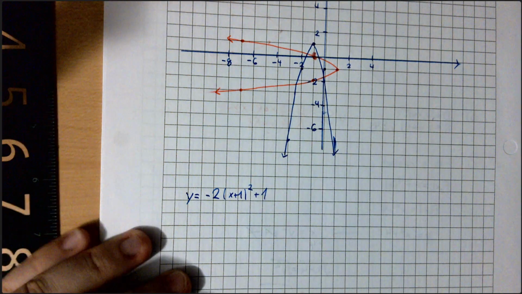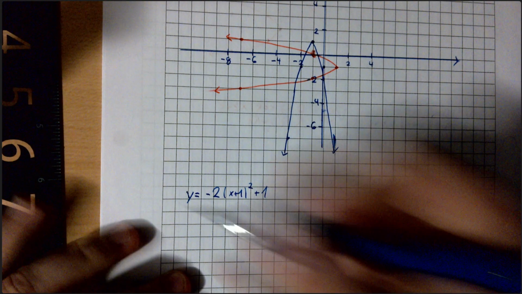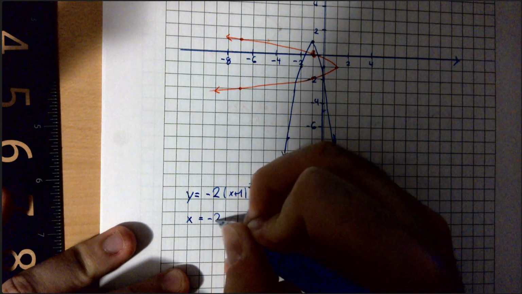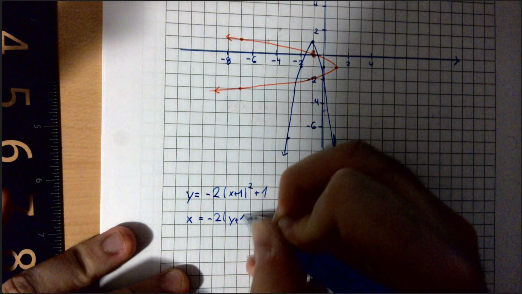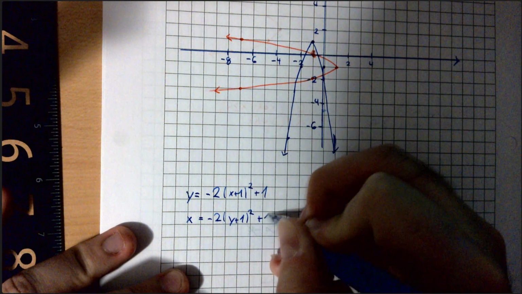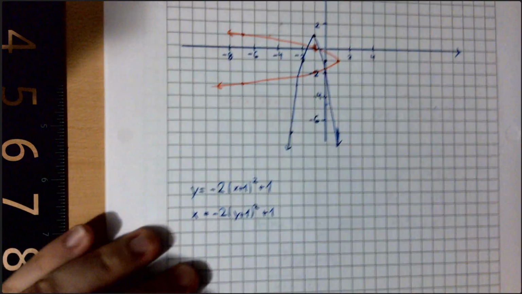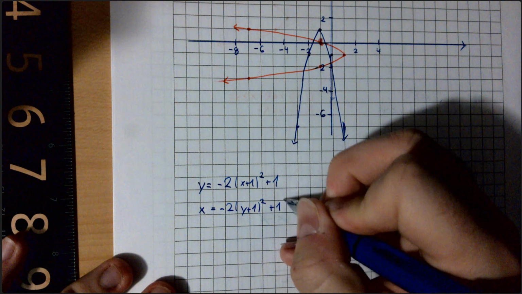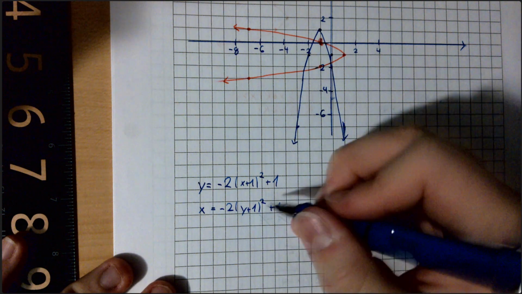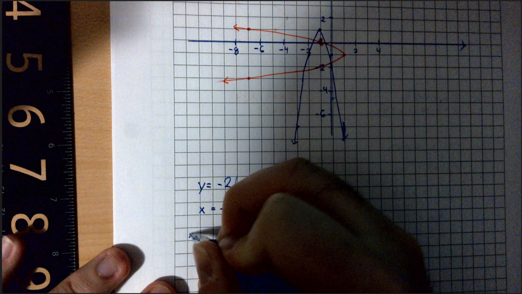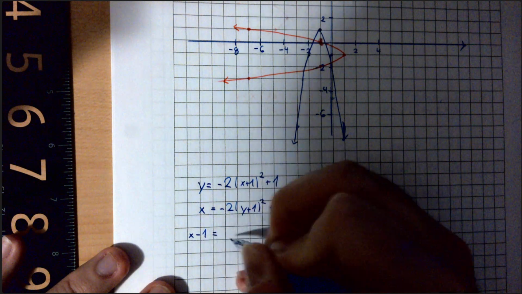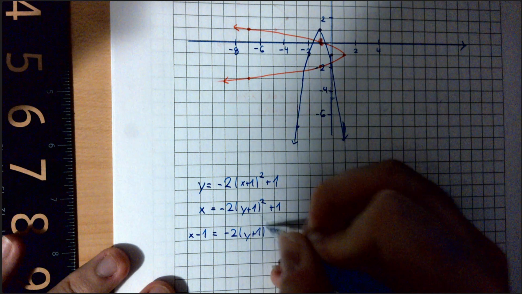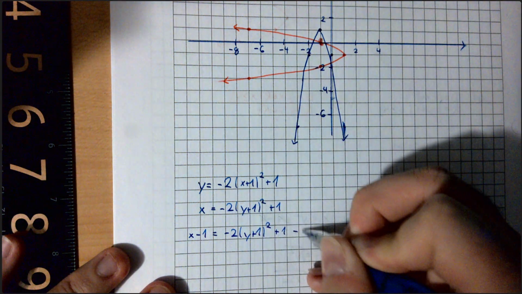And now we rinse and repeat. We do exactly what we did before. Our y becomes an x, and our x becomes a y. And then we just need to re-isolate to get y all by itself. And so, to get rid of the plus 1, I just need to subtract 1 from both sides. So I have x minus 1 is equal to minus 2 (y plus 1) squared plus 1 minus 1.